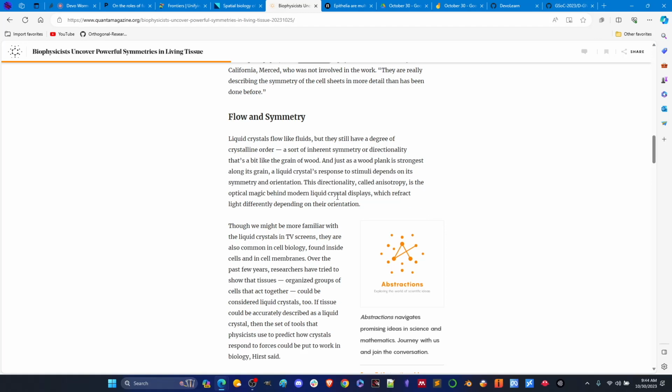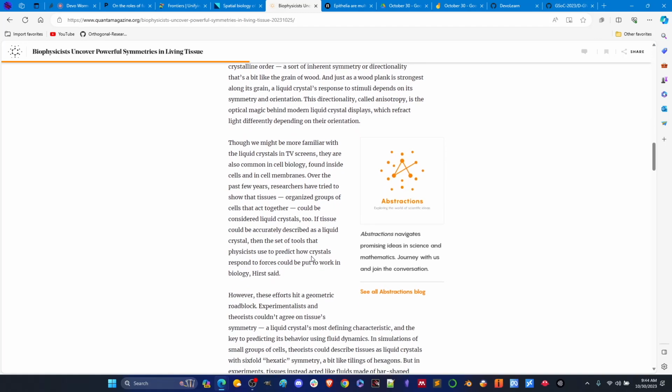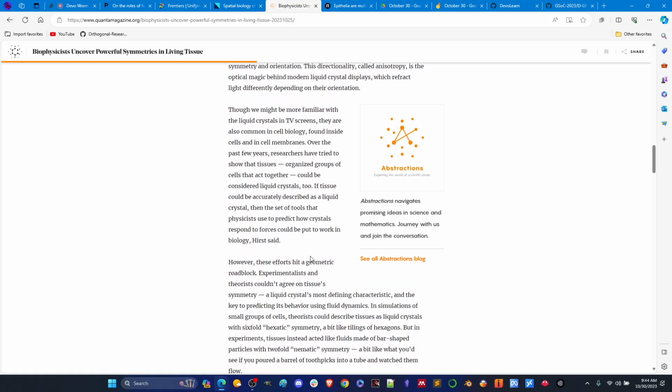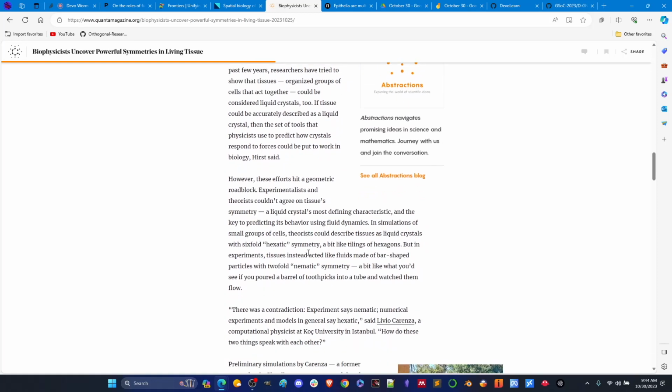It's the same physics. It's just in electronics instead of in biology. So liquid crystal displays have the same aspect. It just refracts differently depending on its orientation. So it's the orientation of the things inside of the collective. In liquid crystal displays, there are these little LEDs, and in biology, it's cells. So we can use this principle to describe tissues and their orientation, things like that. So this is where they talk about nematic orientation.